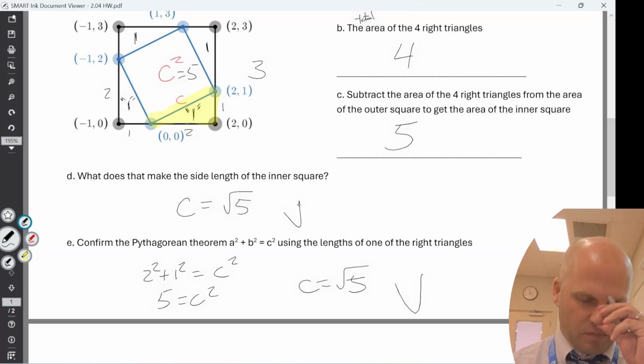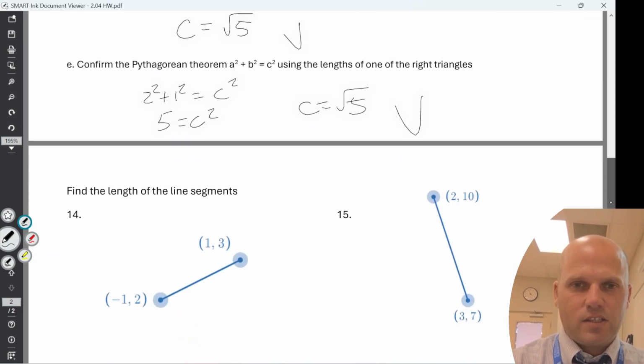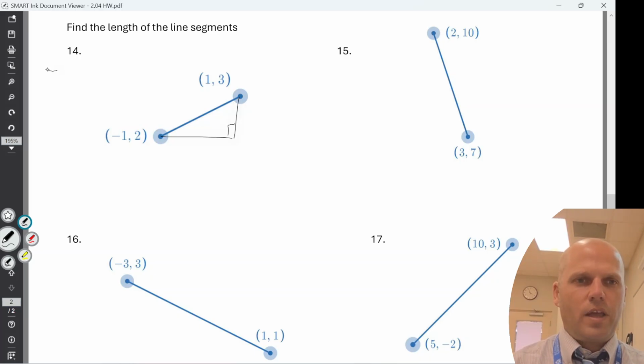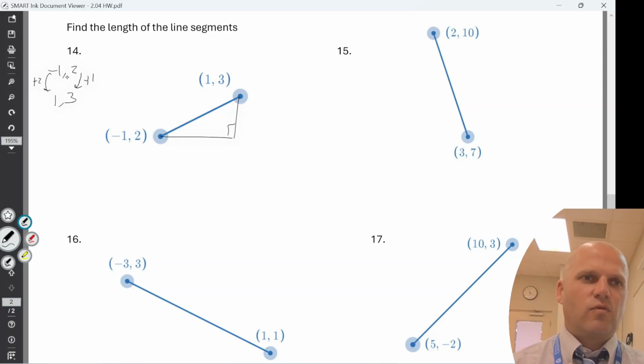So this is kind of where the Pythagorean theorem came from. You want to find lengths, use areas. So when we find lengths of line segments, we just have to understand how they can be turned into right triangles, where we have a horizontal length and a vertical length. We have to figure out those lengths. Now, we like to stack our points on top of each other. -1, 2, 1, 3. We can see this is a +2, this is a +1. So this is 2, this is 1.